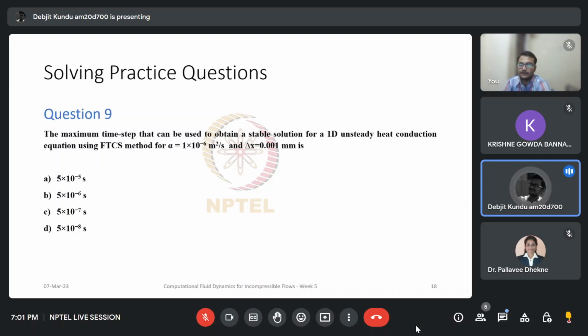Is what? Is it option A, 5 into 10 to the power minus 5 second? Is it option B, 5 into 10 to the power minus 6 second? Is it option C, 5 into 10 to the power minus 7 second? Or is it option D, 5 into 10 to the power minus 8 second? Now take out your pen and paper, and preferably a calculator as well if you need it. I don't think you'll need a calculator for this one. Pen and paper should be sufficient.